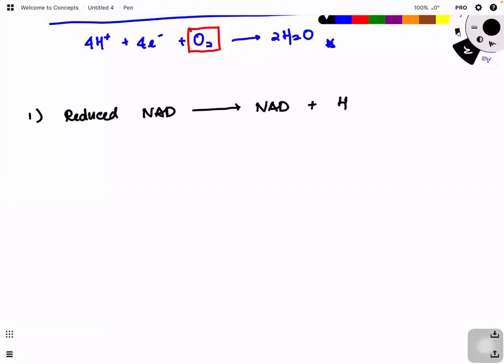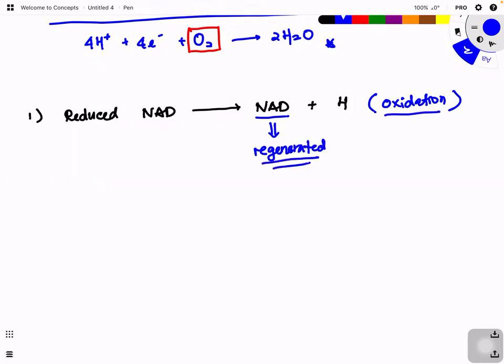This process is oxidation. Why? Because you remove the hydrogen atom. When you remove the hydrogen atom, it's called oxidation. Therefore, NAD can be regenerated. This oxidation process allows the regeneration of NAD.